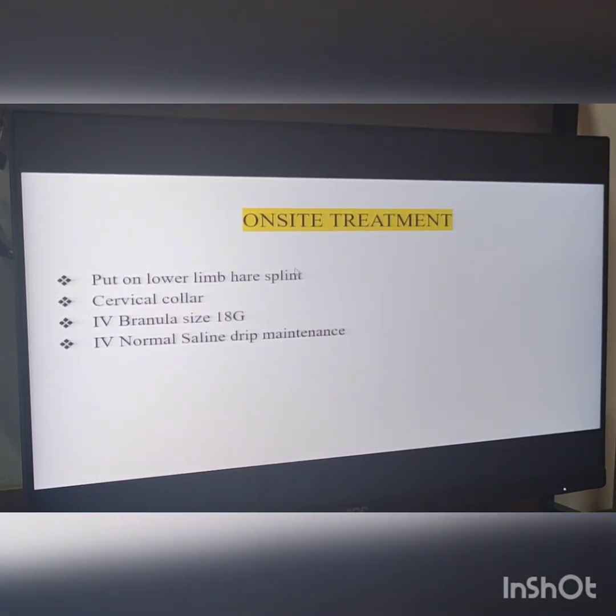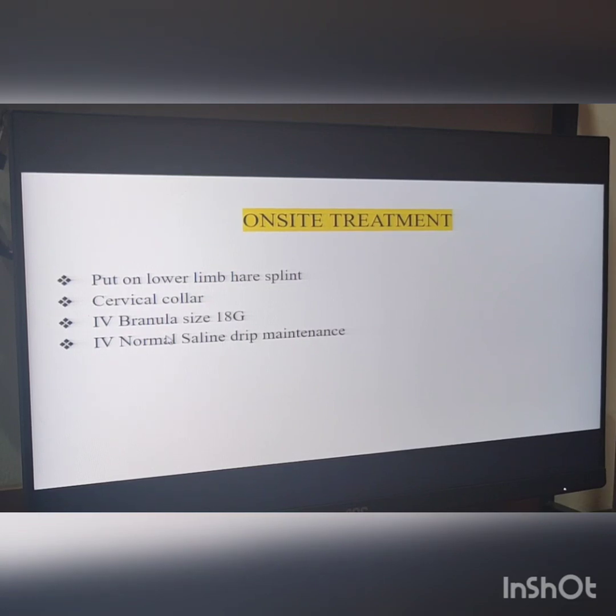Okay, on-site treatment, what we did when we reached there. When we saw the deformity, straight away we felt the distal pulses. The popliteal artery, posterior tibial artery, and dorsalis pedis artery were palpable. So we put the patient on a lower limb splint and cervical collar. Even though the patient didn't complain of any cervical tenderness, it's a must in trauma cases.